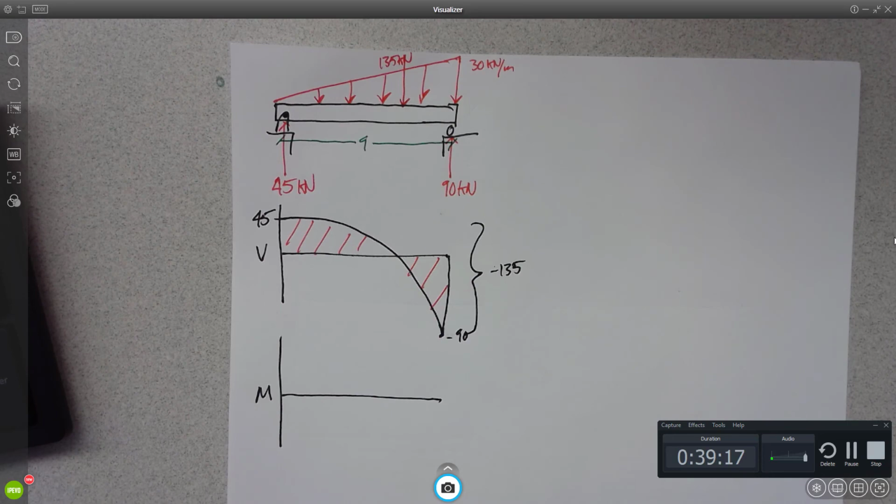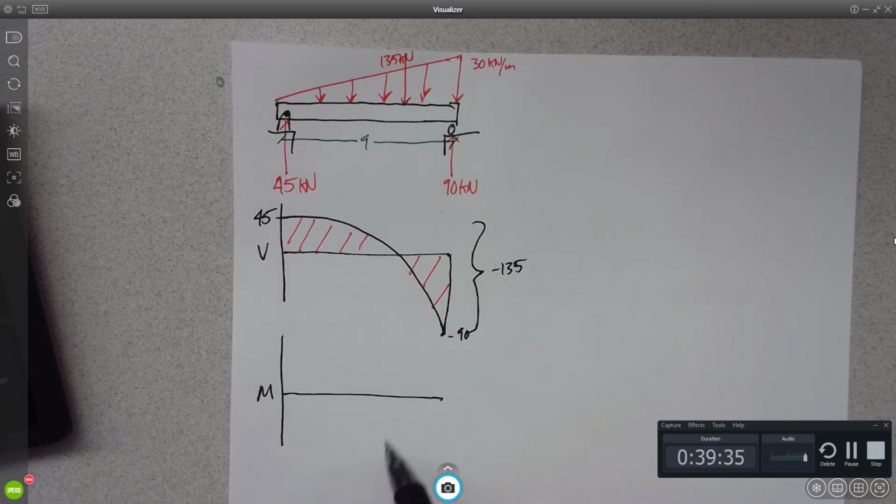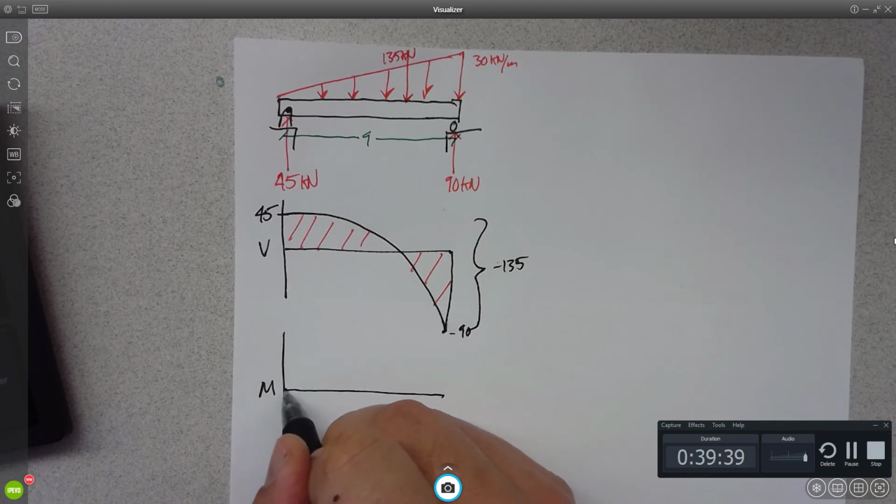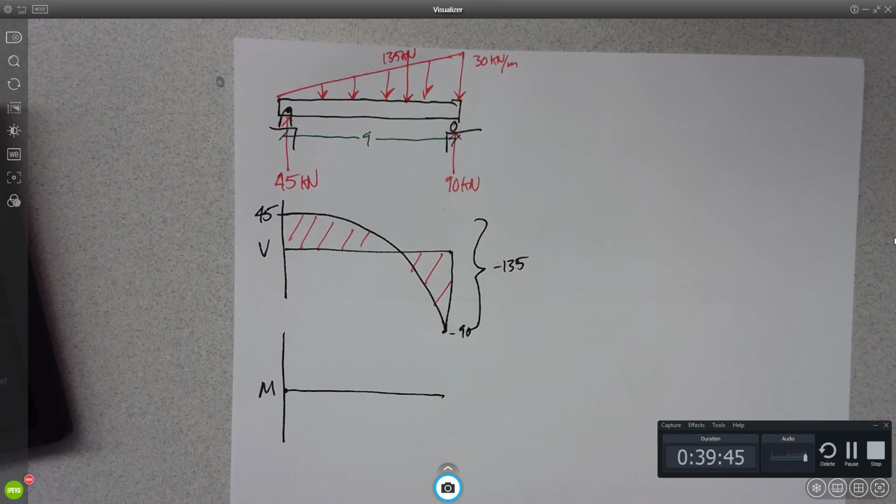I hear a little murmur. Oh, this is going to be a cubic function. This is not so pretty anymore, right? But let's see if we can make our chart work. What do we know about the slope of the moment diagram right here at 0? What is it? The slope of the moment diagram right here, what is it going to be?